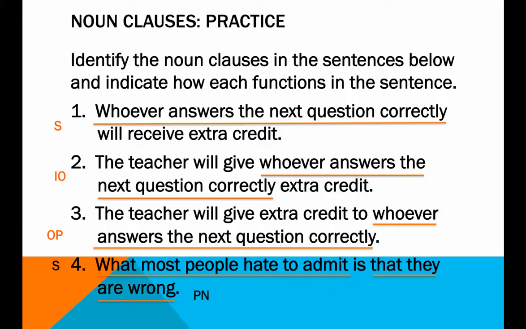A good way to double check predicate nominative constructions is to invert the order. That they are wrong is what most people hate to admit. It might sound a little awkward. I guess both of them kind of sound awkward because they're very wordy, but it still makes sense. It's still a complete sentence. So that's a good technique to double check that you have a predicate nominative construction with the linking verb.